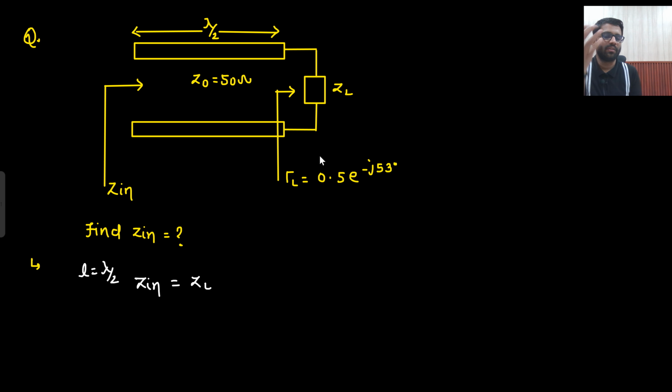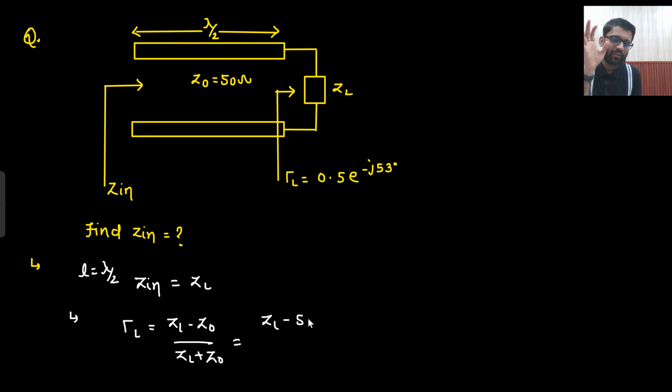What is given? Load impedance is, sorry, reflection coefficient is given at load. What is that? 0.5 e to the power. First write down the definition only. This question I just took for the calculation purpose, nothing else. So gamma L is equal to (ZL minus Z naught) upon (ZL plus Z naught). Z naught value is real, so I can put it very comfortably.